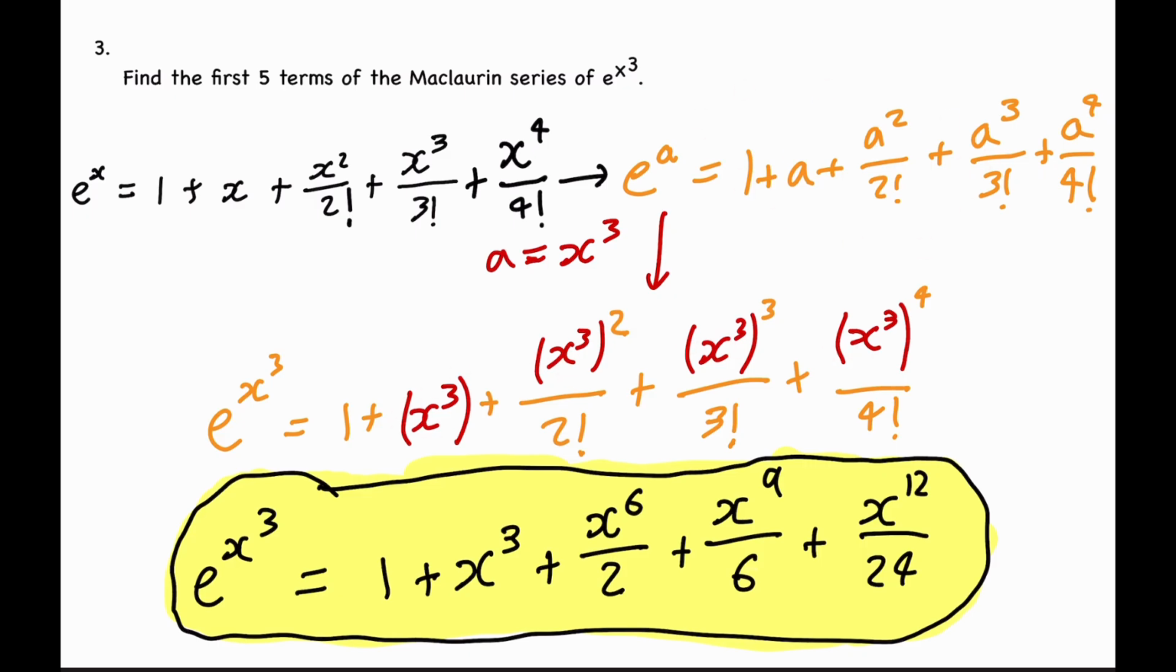And in the end, we're going to get this as our Maclaurin expansion. So we'll get 1 plus x cubed plus x to the 6 over 2, x to the 9 over 6, and x to the 12 over 24. And as you can see, 2 is 2 factorial, 6 is 3 factorial, and 24 is 4 factorial.